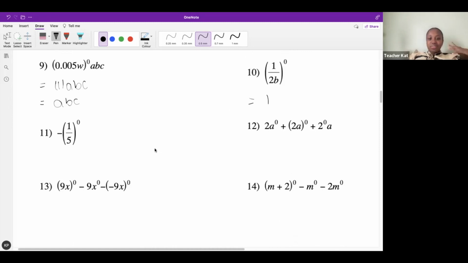That negative is outside, so it's not part of the power of 0. So it will be negative 1.